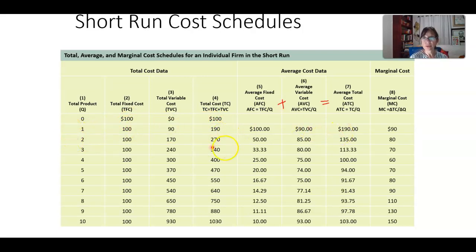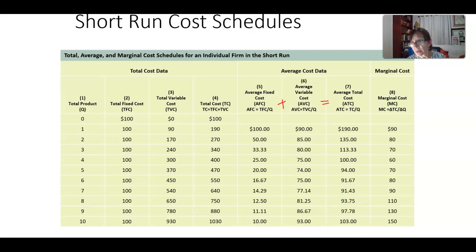When we produce 2 units, our total cost goes to 270. So 270 divided by 2 units is 135. When we produce 3 units of output, our total cost is 340. So 340 divided by 3 gives us 113.33. And so on. So we just continue dividing in this manner. Now note that average total cost is going to decrease, decrease, decrease. It's going to bottom out, and then it's going to start to increase.